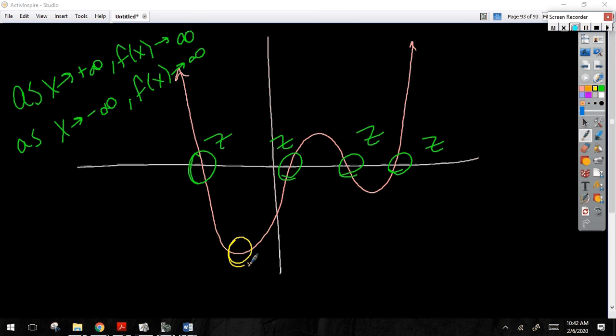What about this yellow circle? That's the lowest, absolute minimum. Okay, yes. Relative max.